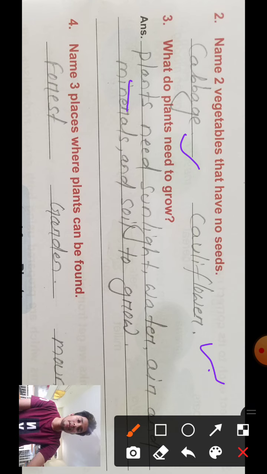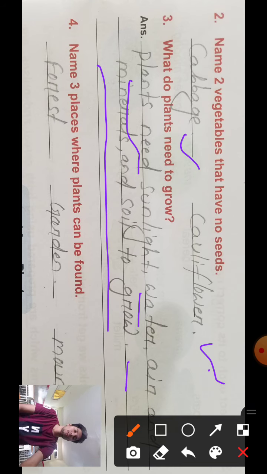Plants need sunlight, water, air, minerals, soil to grow. Okay, just as we need water, food, air and different types of minerals and nutrients, like this, plants also need sunlight, water, air, minerals and soil. Especially soil is very important for plants. From the soil the plant will absorb minerals and water. I have explained in the video. Very good students. Okay, understood? I hope all of you understood.